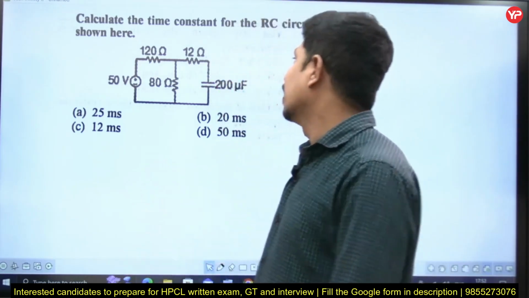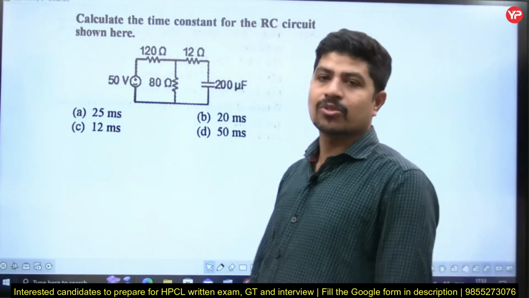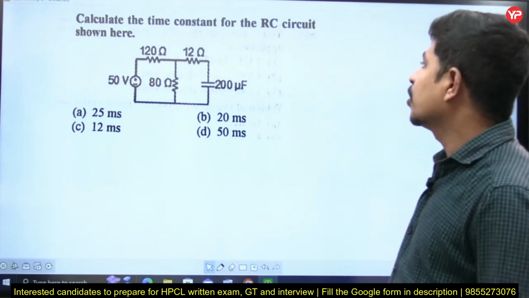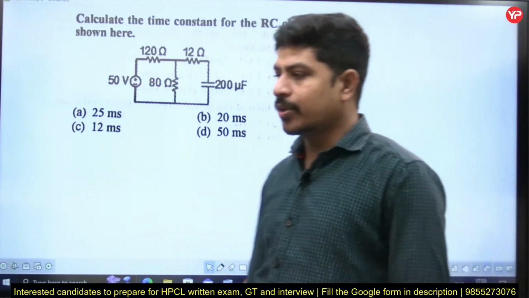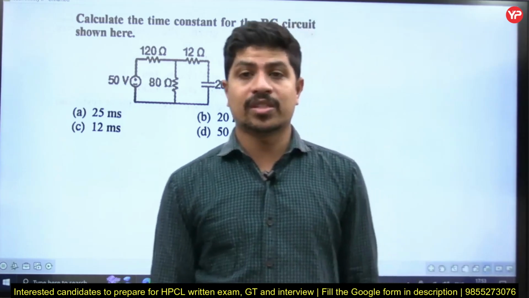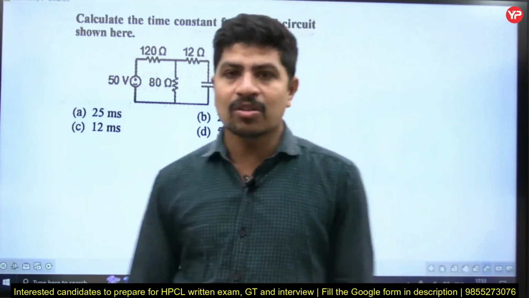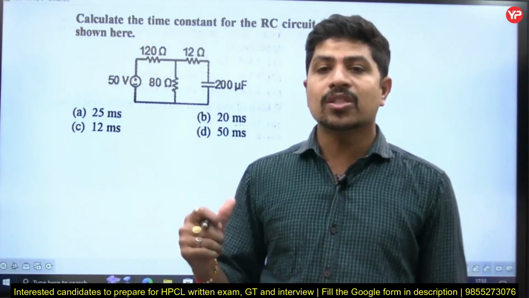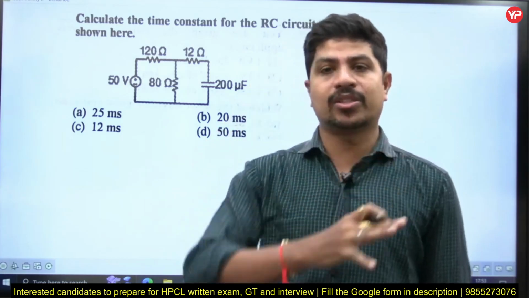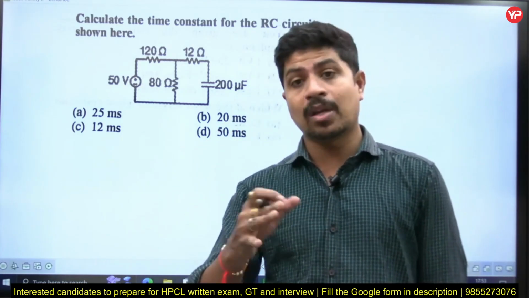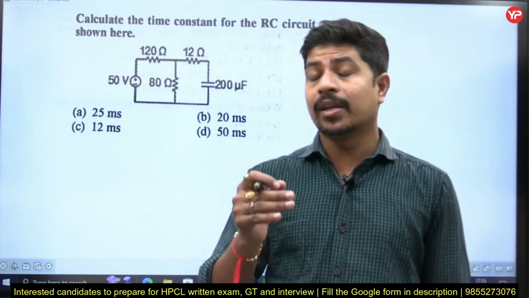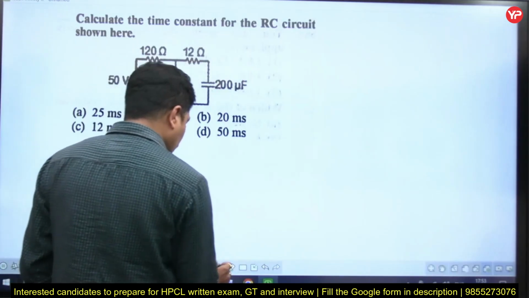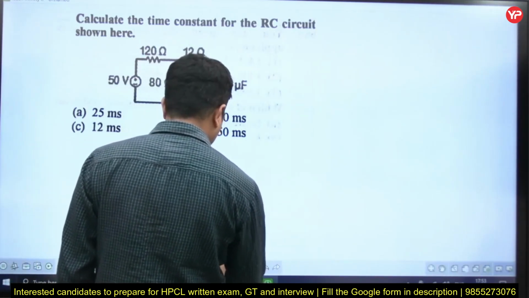Let's come to the first question. Calculate the time constant for the RC circuit shown here. He has given one RC circuit and is asking us to calculate the time constant. What is the time constant formula of an RC circuit? One point before I start: through these concepts I am going to cover all relevant topics, which formula to take, which not to take, what the confusion points are while taking formulas, and how to remember formulas. So observe carefully. Solution.